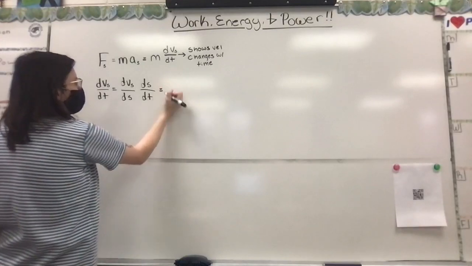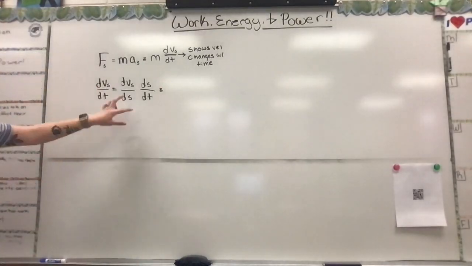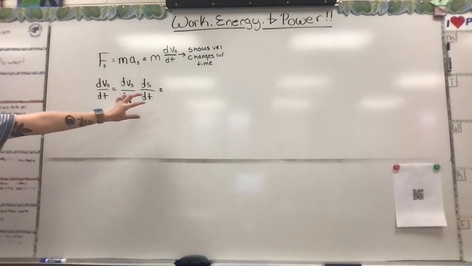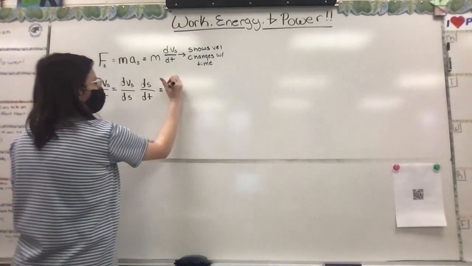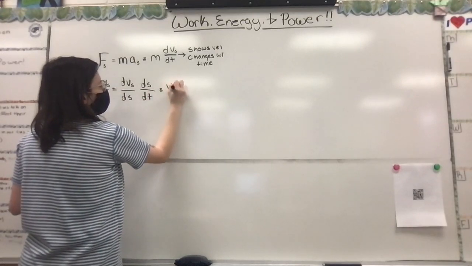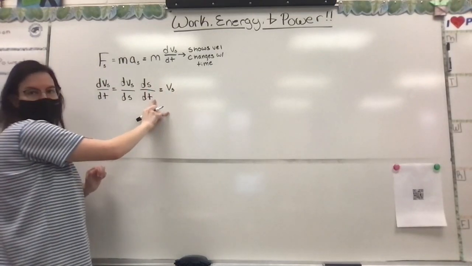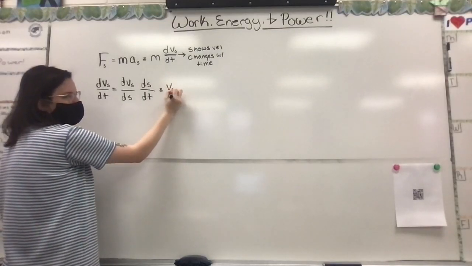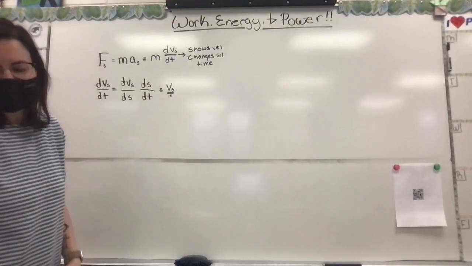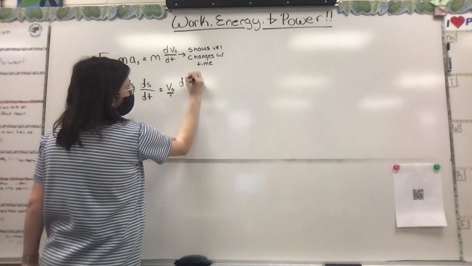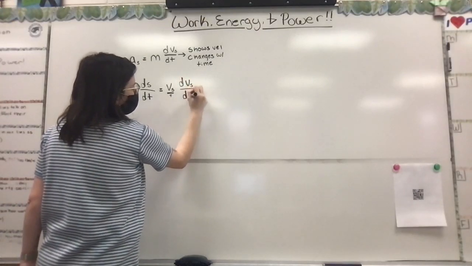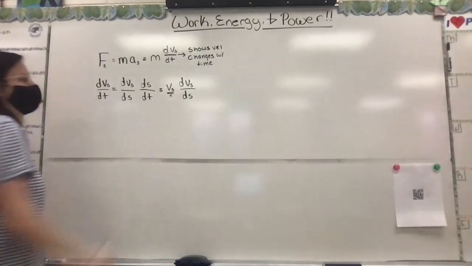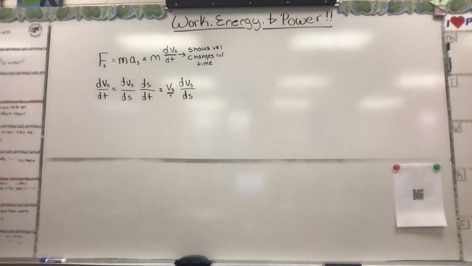However, if we multiply them together, we of course know that dvs over dt is still acceleration. And we know that ds over dt is what? What's position over time, you guys? Velocity. So we can say that velocity times dvs over ds. So all three of these things are the same, and that lets us see how velocity changes with position.